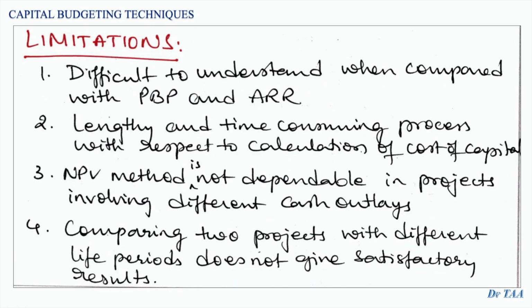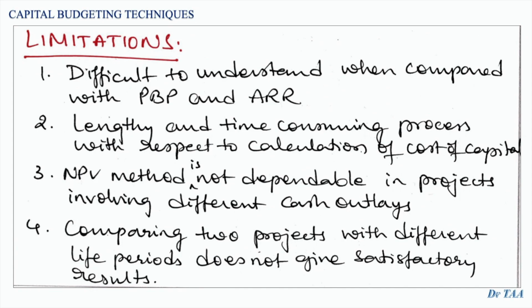Now limitations: it is difficult to understand. Then it is a lengthy and time consuming process, and it is not a dependable one when there are different cash outlays. Different cash outlays means different projects with different investment proposals. The last one is that comparing two projects with different life periods, that is one with 4 years and the other with 6 years, may not give you a satisfactory result. Because projects with the same period will give you a better understanding.